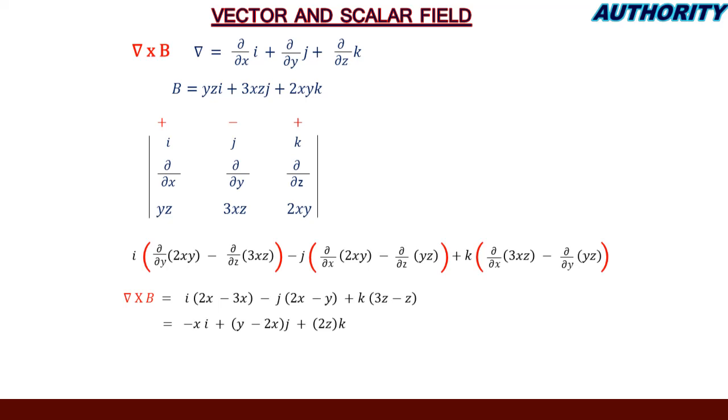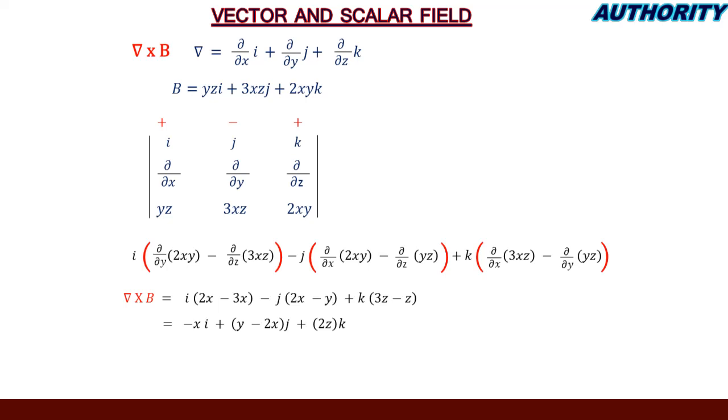Now let's simplify. In the first one, we're going to have minus xi. Then we say plus. The next one, we're going to have y minus 2x j. In this case, we use this minus j to multiply. So when you say minus j multiplied by 2x, it's going to give you minus 2x.